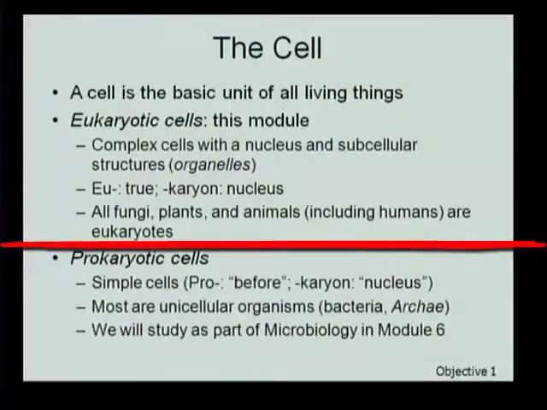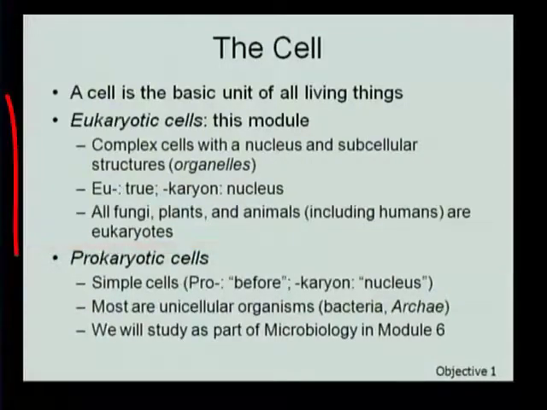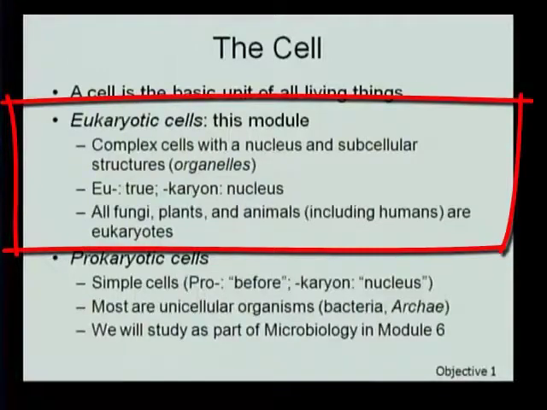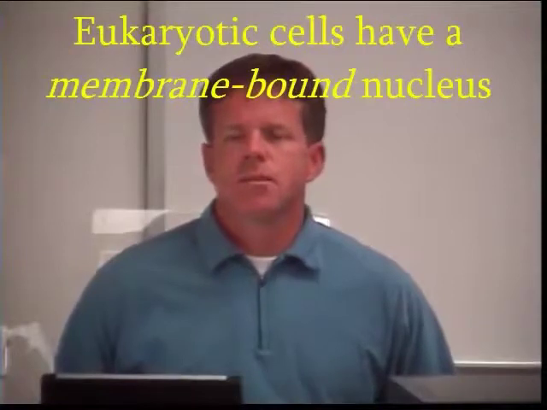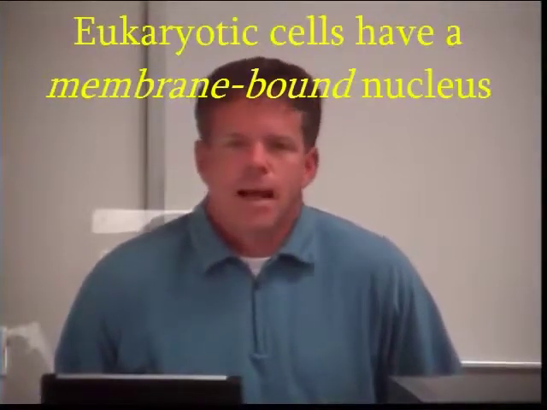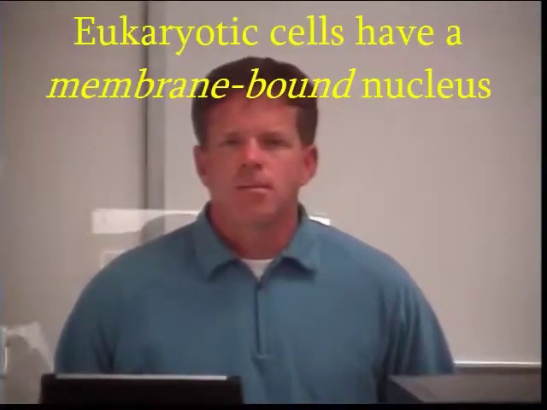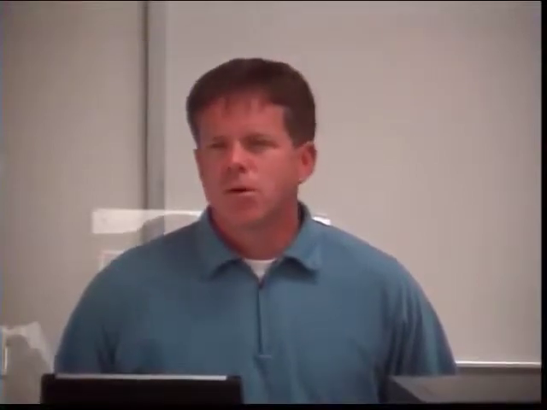If you've taken a microbiology class, you've heard these terms: a eukaryotic cell versus a prokaryotic cell. Our discussion in this unit will be on eukaryotic cells. Basically, the difference is having a nucleus, specifically a membrane-bound nucleus, and those are our human cells and animal cells. When we're talking about prokaryotic cells, a big group that we deal with in that regard is the different types of bacteria. When we get into Module 6, we'll discuss that in more detail.